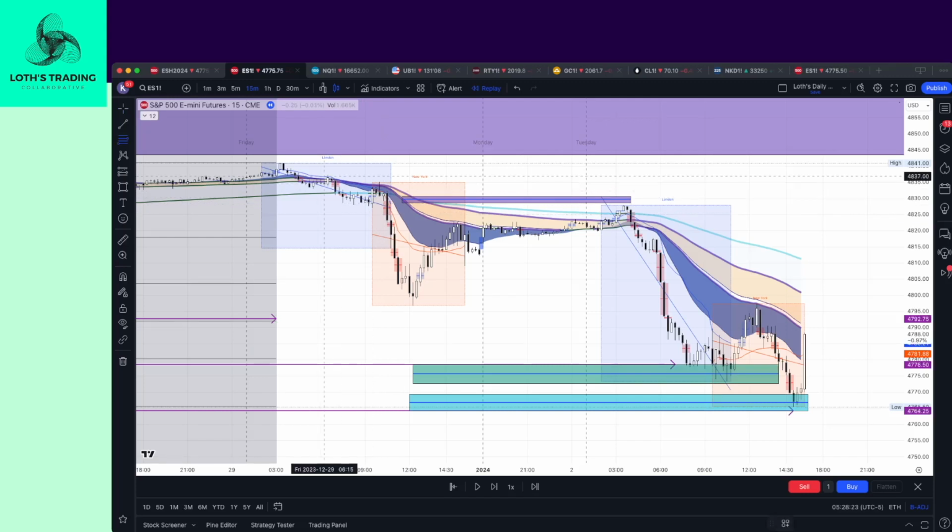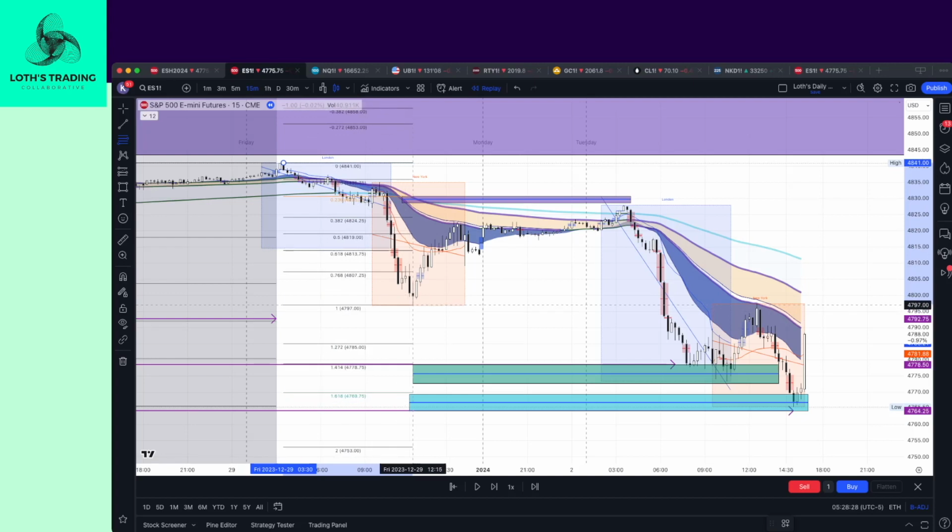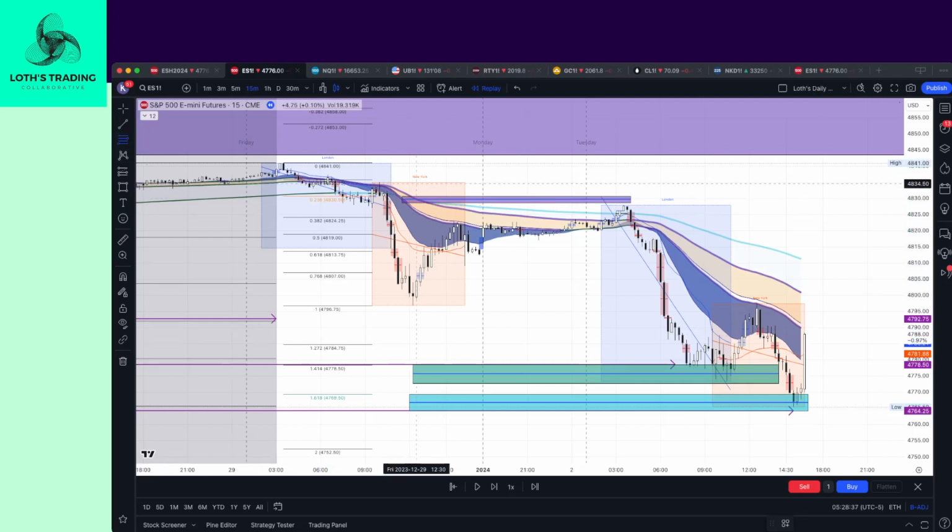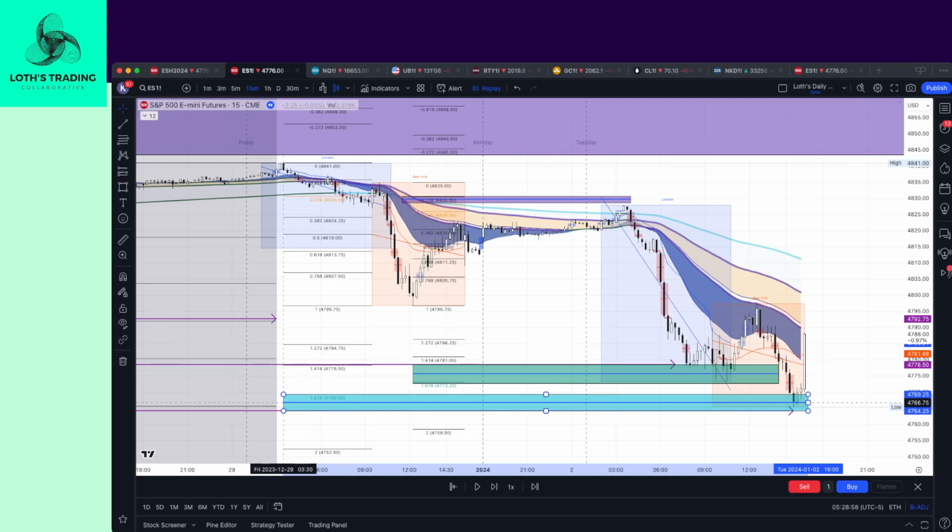First off, I'm going to do the full day fib expansion. I'm just drawing with the fib tool from the high to the low. I'm just going to leave it over here. And I'm going to do the same thing for the New York session, which is the regular trading session, the RTH, from the high to the low. So when you extend these Fibonacci levels to the 1.618, you can see the RTH 1.618 lines up at the bottom of this box.